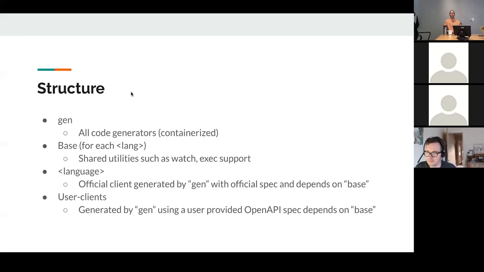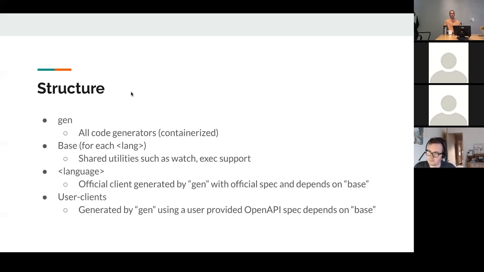Then for each language, we'll have a base. That's basically the shared utilities that we need for a client that works with Kubernetes. These shared utilities are things like loading kubeconfig or supporting watch or supporting exec or any WebSockets. And then there's the official language repo that is basically auto-generated. In an ideal world, it will be completely auto-generated and only depend on the base work.